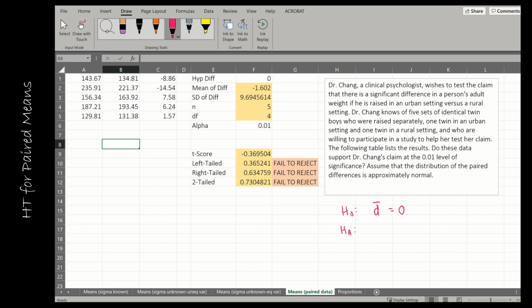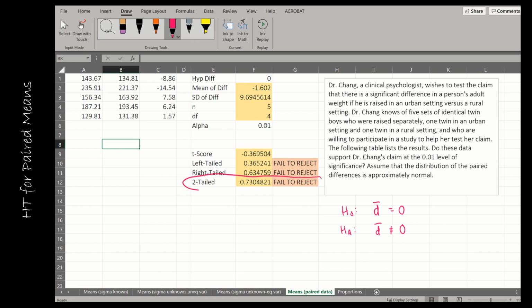Then we're going to say, okay, what's the alternative? Well, we're looking at a difference in the weight between the two groups. So we're just going to say that the difference is not 0. We're not going to say that the urban weight is greater or that the rural weight is greater. We're just saying there's a difference. So that is a two-tailed test.